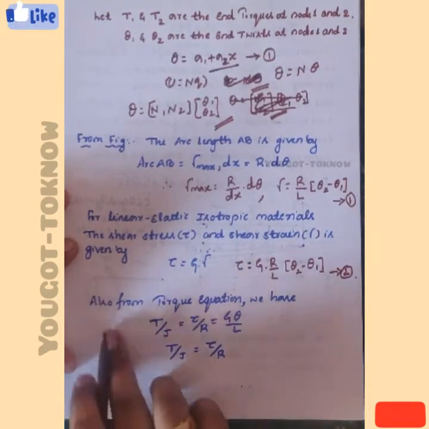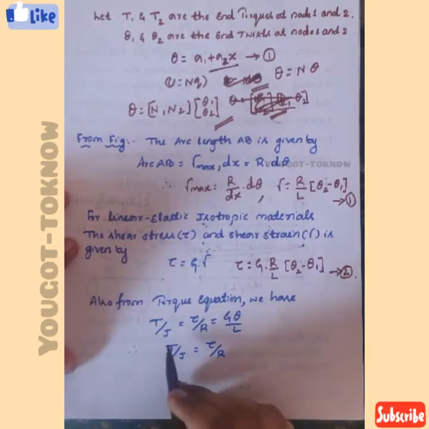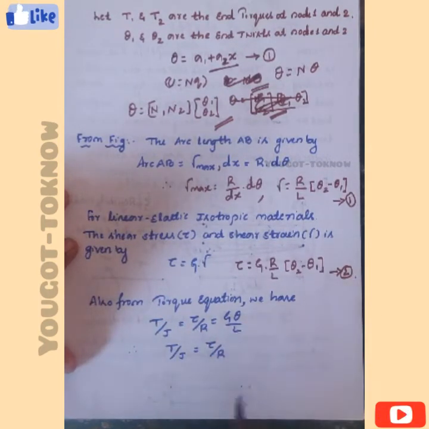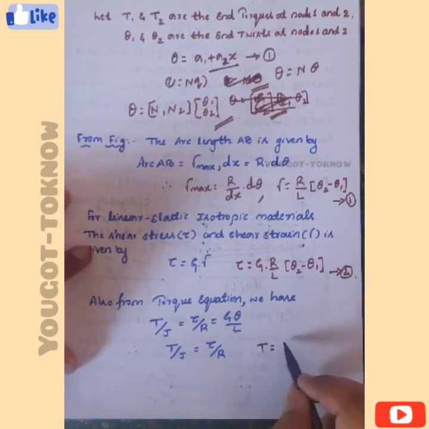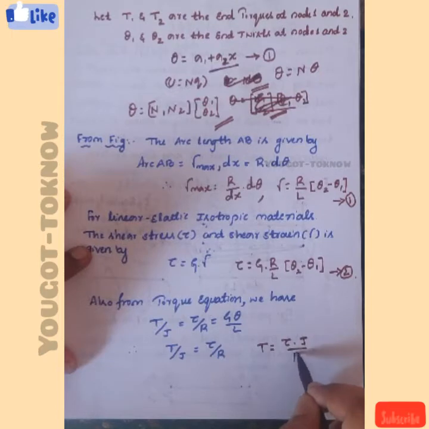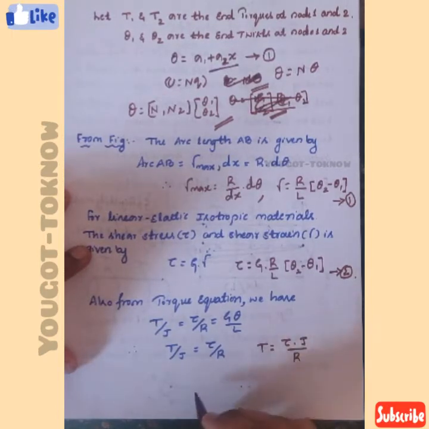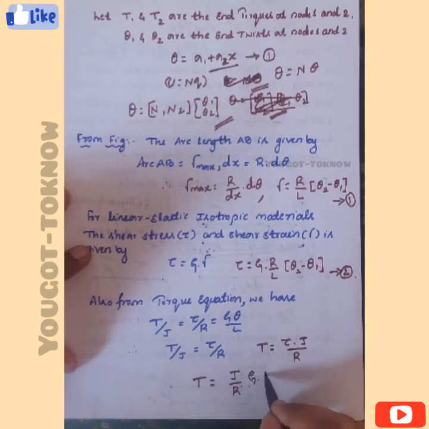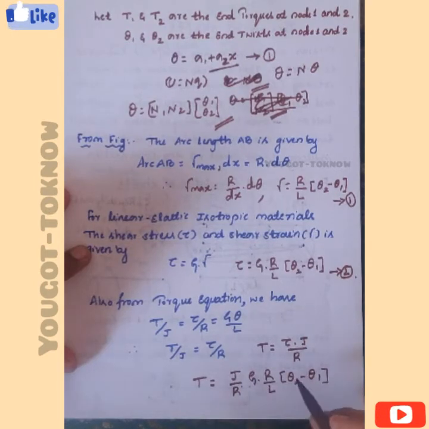Next, coming to the torque equation. What is the torque equation? T by J equals tau by R equals G theta by L. From these two terms, I can write that T will be equal to, because I want torque, tau into J by R. Now, if you simplify this, substitute equation number 2 in this. J by R, keep it like this. Next, G into R by L into theta 2 minus theta 1. Now, if you see here, R and R will cancel. What is remaining? G, J by L.